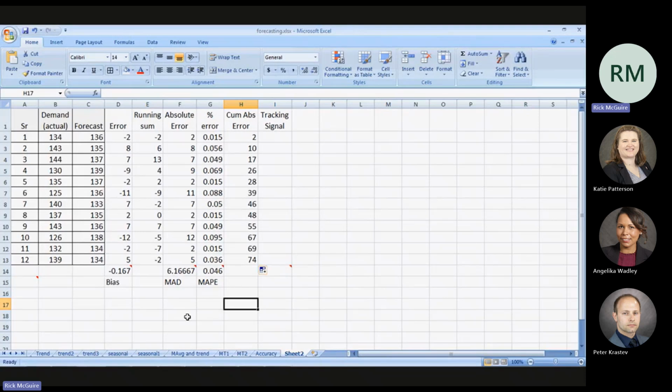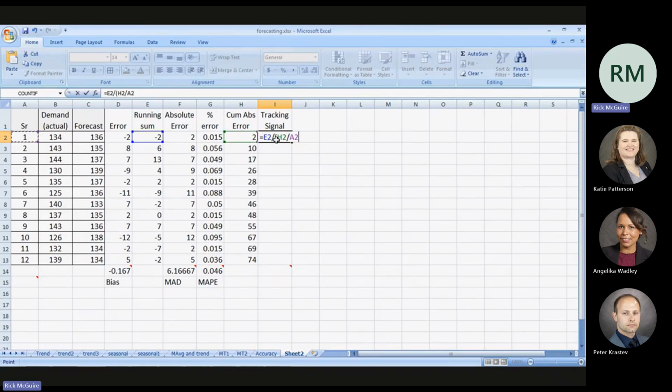Tracking signal exists for each and every period. So the tracking signal formula is the running sum of forecast errors, which is the column E, divided by MAD up till that point. So here it would be the running sum of forecast errors, which is this, divided by MAD. So MAD would be the cumulative absolute error divided by the period.